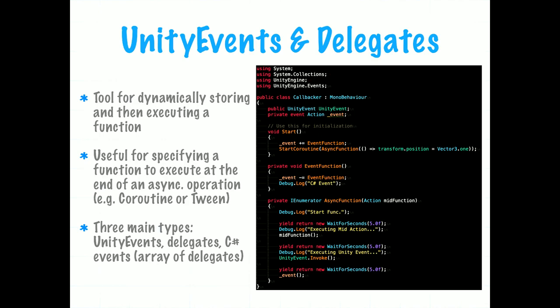Okay, so in the start, we have this event. And an event is an array of delegates. And a delegate is one dynamic function, a function that you can change what it does. So basically, we have a function here, event function, and all this is going to do is remove itself from the event, and it's going to log a string, okay?